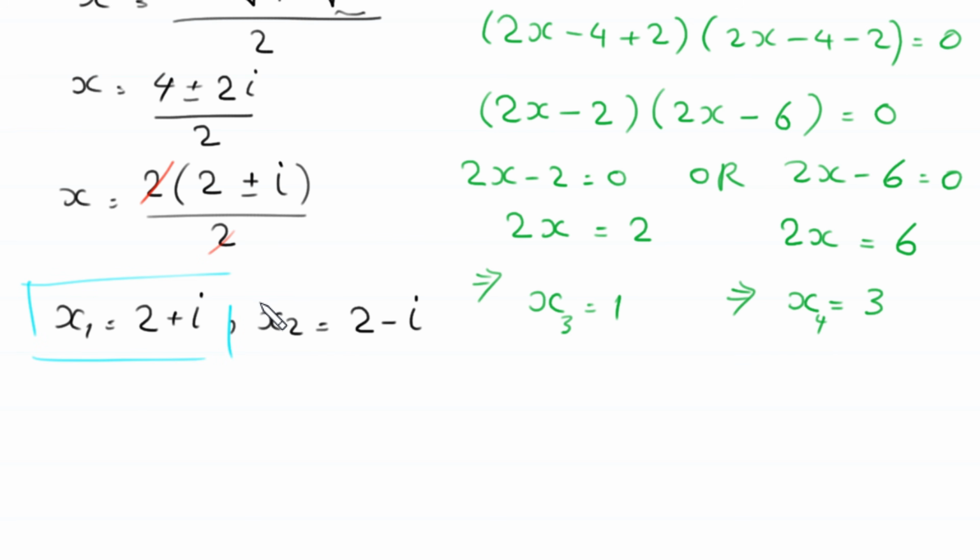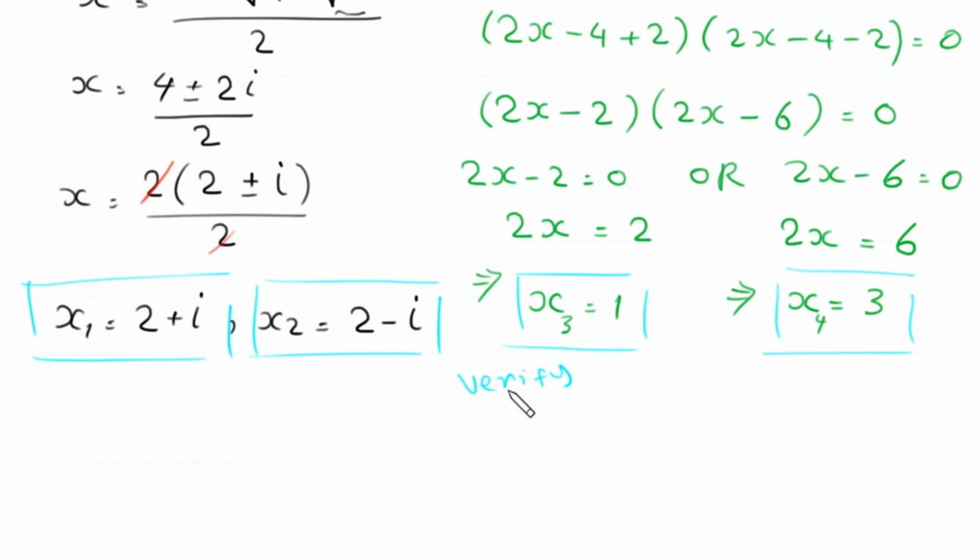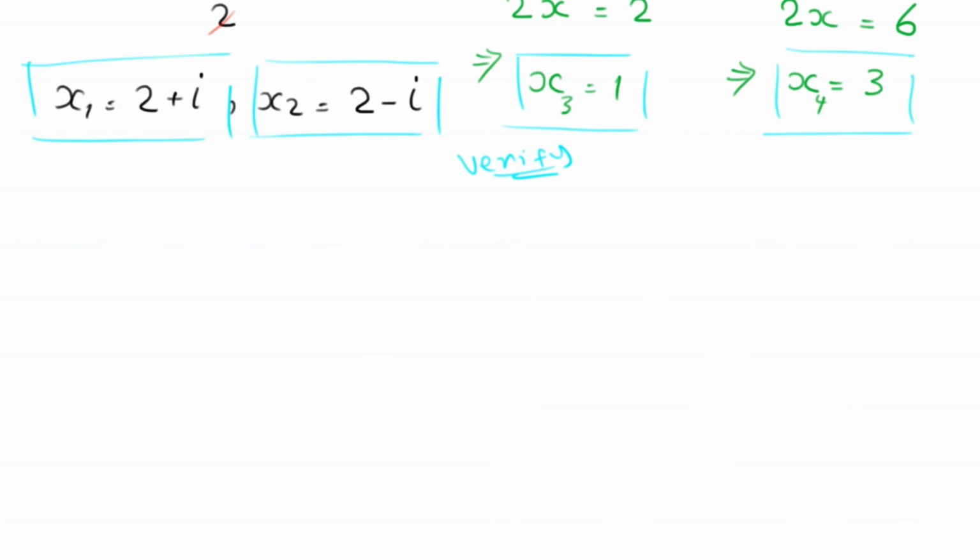x1 is equal to 2 plus i, and x2 is equal to 2 minus i, x3 is equal to 1, and x4 is equal to 3. Now let's verify these solutions. The original equation is (2x minus 4) whole to the power 4 is equal to 16.